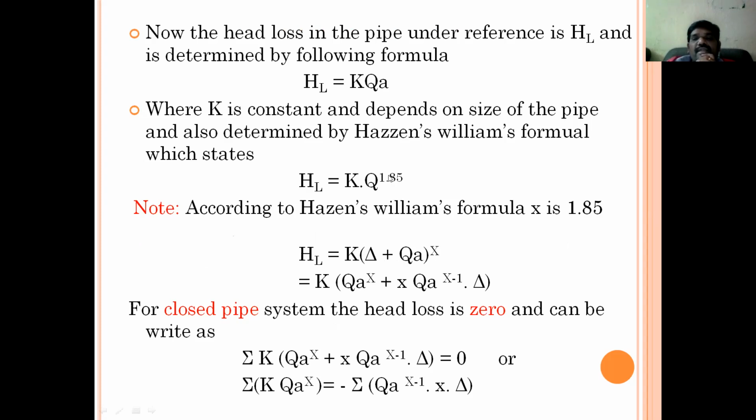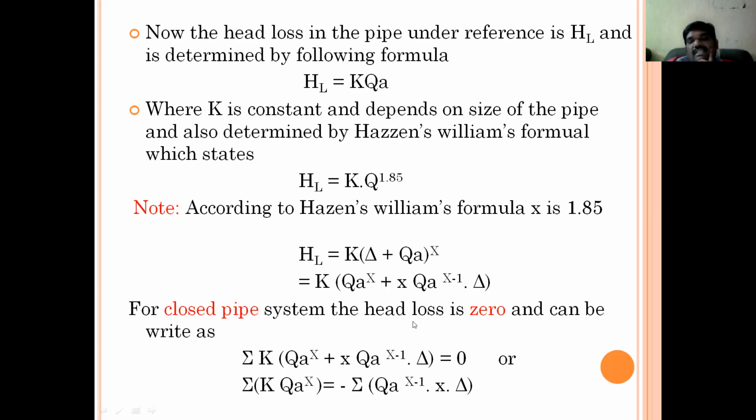Actually, this 1.85 is equal to, and instead of 1.85, we put it X. Now we are just transforming the equation: HL equal K into QA power X plus X QA power X minus 1 into delta. We are just converting the equation. Hope you know all these integrations.